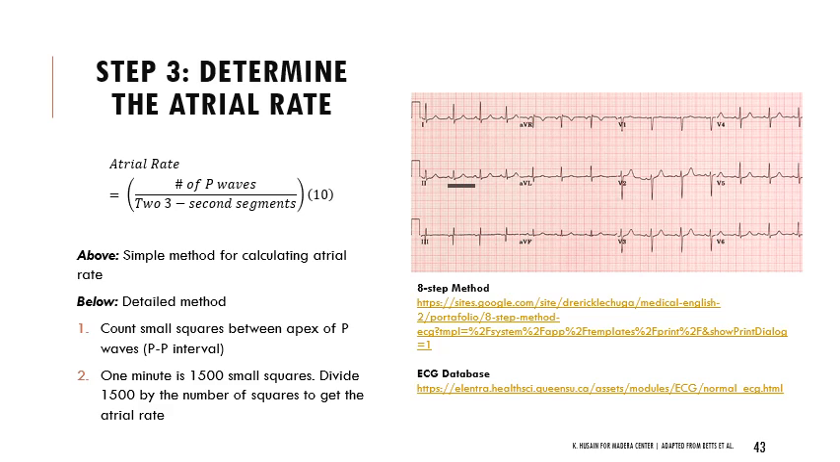We can then get very quantitative about this and determine the atrial rate. I included a formula that's a quick way of calculating. You can take two 3-second segments, count the number of P waves in those segments, and then multiply that by 10. Or you can count the number of small squares between the apex of two P waves. So within the PP interval, you can count the number of small squares, and then divide 1500 by that number of small squares to get the actual atrial rate.